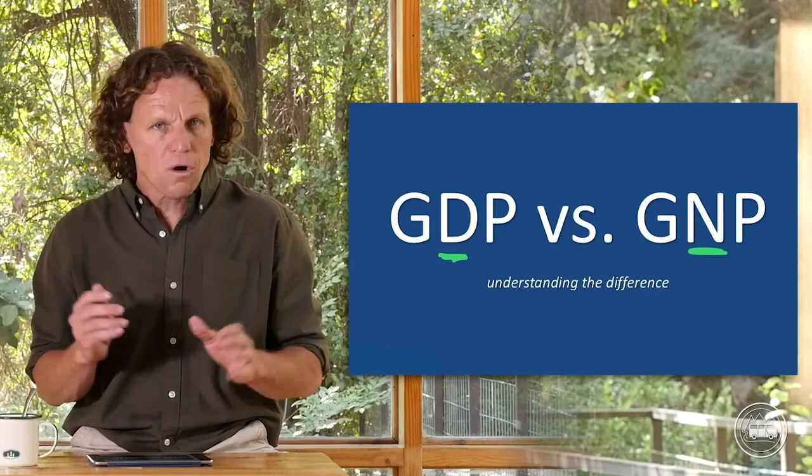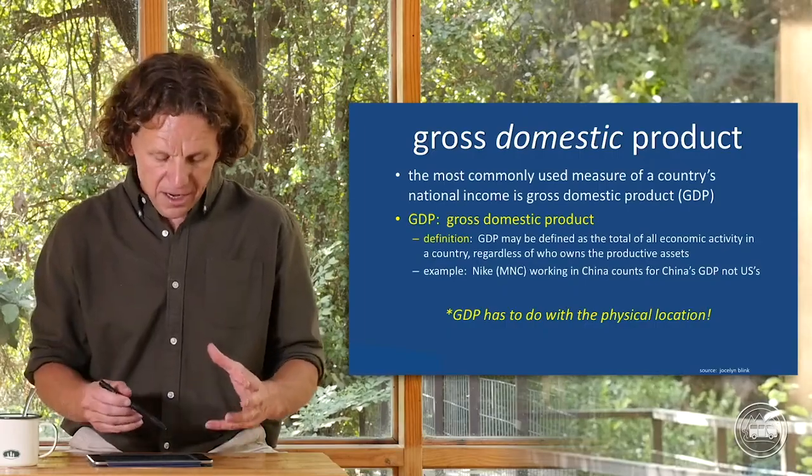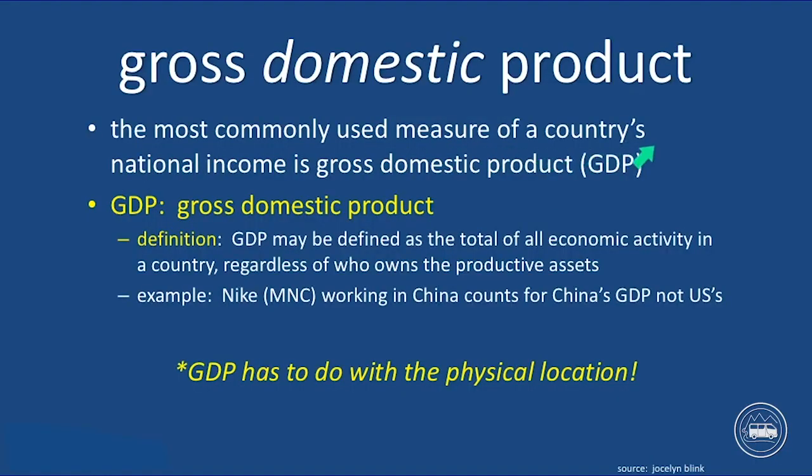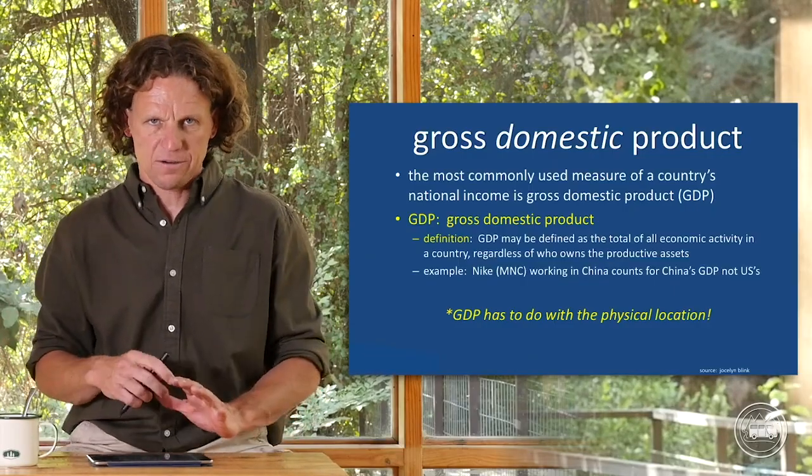Now, let's look at some more details of gross domestic product and gross national product. Okay, gross domestic product, you've seen this definition. It's the most commonly used measure of a country's national income, right? Gross domestic product, GDP, may be defined as the total of all economic activity in a country, regardless of who owns the productive assets. So, for example, Nike, even though it's a US company that's working in China, counts towards China's GDP because that economic activity took place inside the geographic location of China. Got it? So GDP has to do with physical location, physical location, physical location. This will never be hard for you ever again, okay?